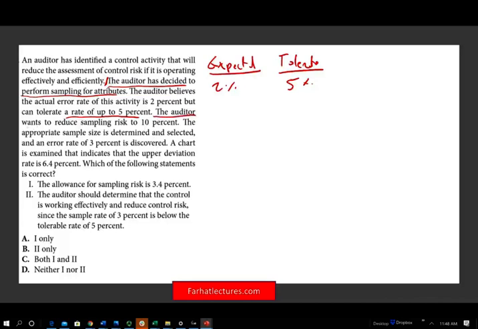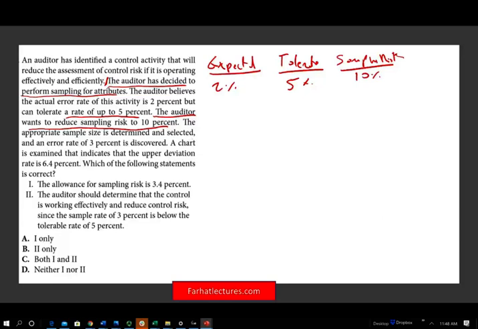It means, what is the chance that we are taking with the sampling procedures? 10%. So we can take a chance of 10% that we are being wrong in this procedure. So sampling risk is 10%. It means there's a 90% chance we are correct. The appropriate sample size is determined and selected.